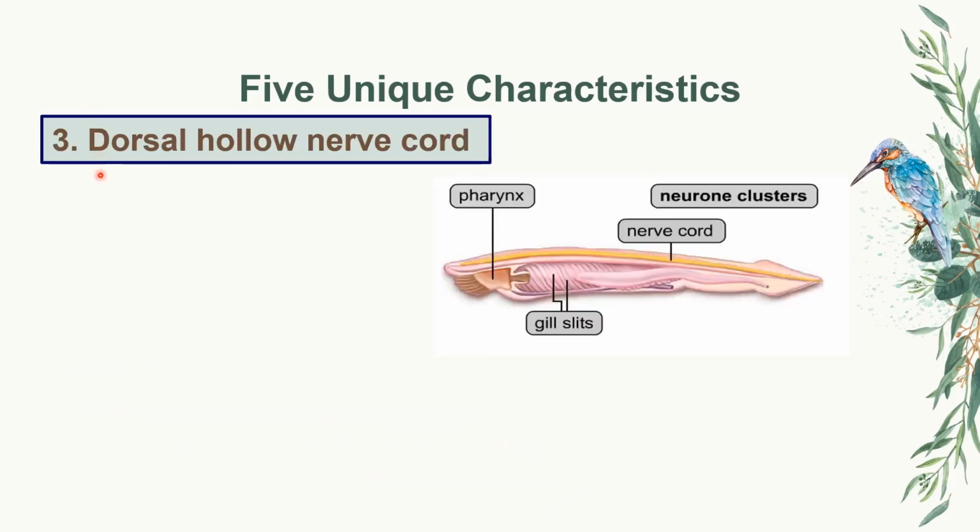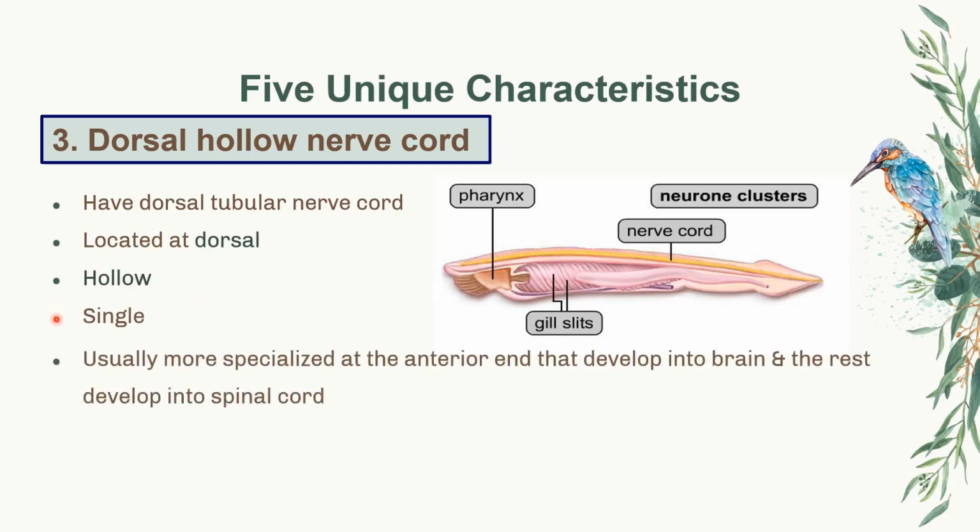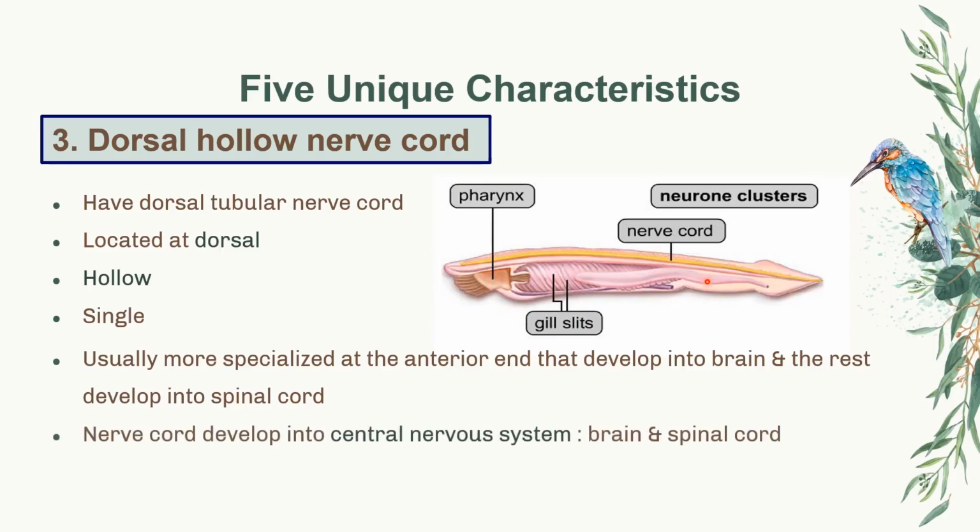The third characteristic is the dorsal hollow nerve cord. The name indicates it is a dorsal tubular nerve cord here at the back, located dorsally, and is considered hollow, nothing inside, and it is singular, so there's only one. It usually becomes more specialized at the anterior end, which develops into the brain, and the rest will develop into a spinal cord. So the anterior end of the animal will become the brain, and at the back it will become the spinal cord. So the nerve cord develops into the central nervous system. In humans, it becomes the brain and the spinal cord.